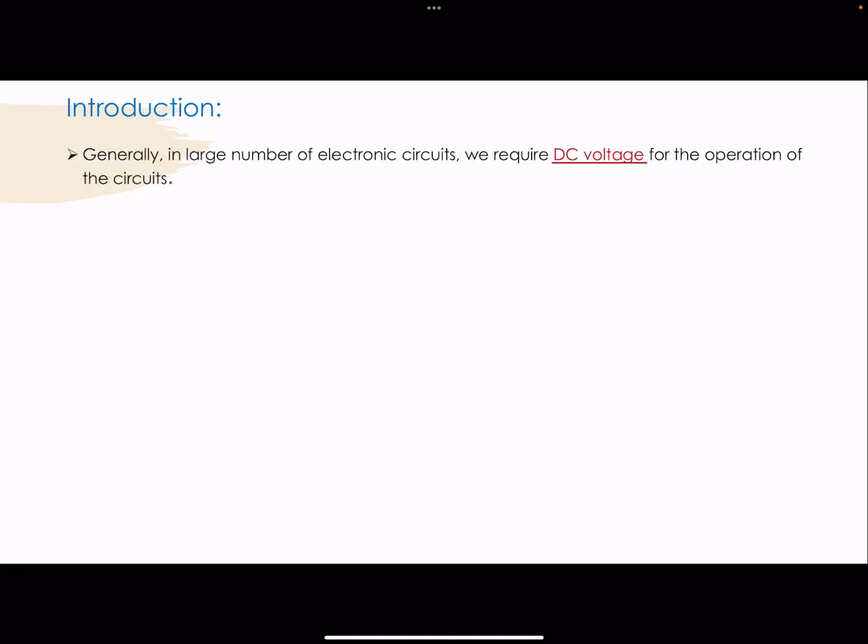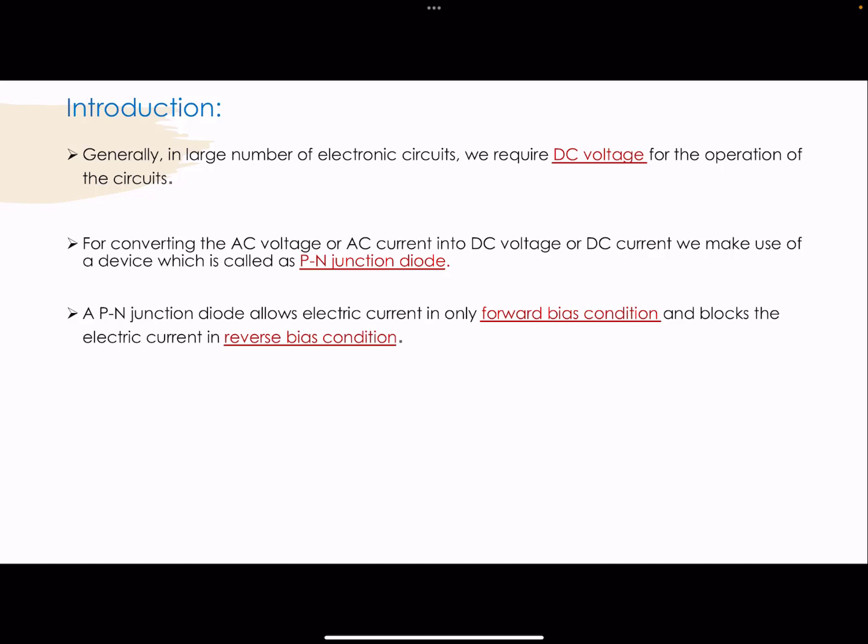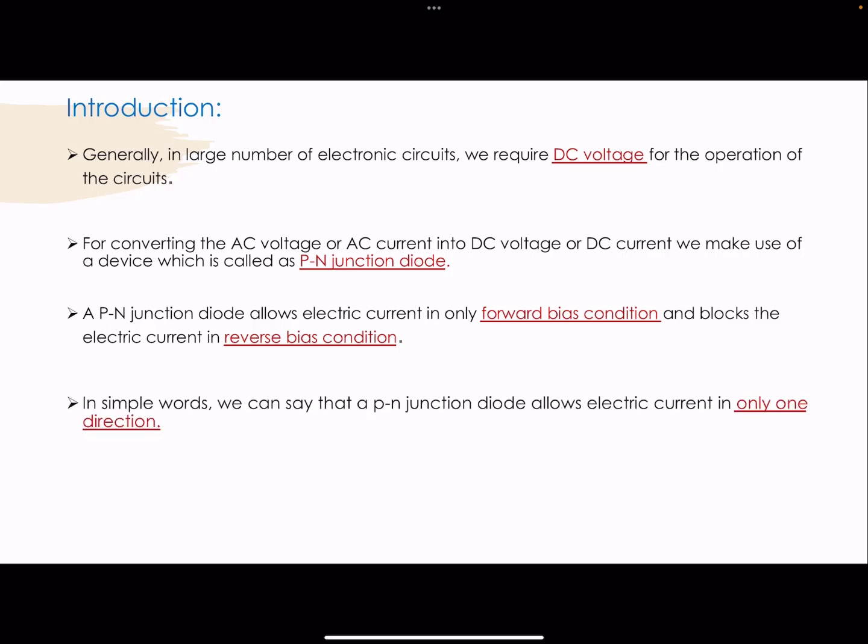Generally, in a large number of electronic circuits, we require DC voltage for the operation of the circuit. And for converting the AC voltage or AC current into DC voltage or DC current, we make use of a device called a PN junction diode. A PN junction diode allows the electric current only in the forward bias condition and blocks the electric current in the reverse bias condition. That's why, in simple words, we can say that the PN junction diode allows the electric current in only one direction. And this unique property of the diode allows it to act as a rectifier.